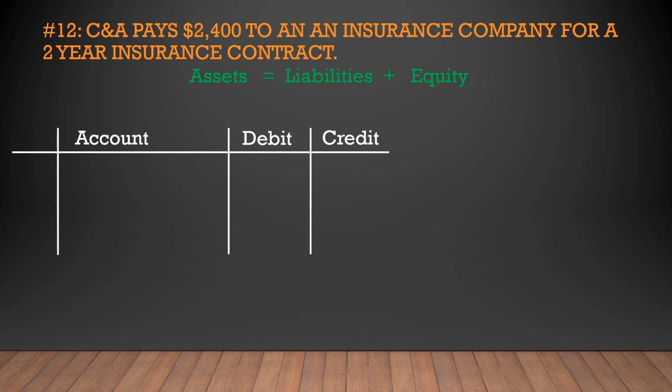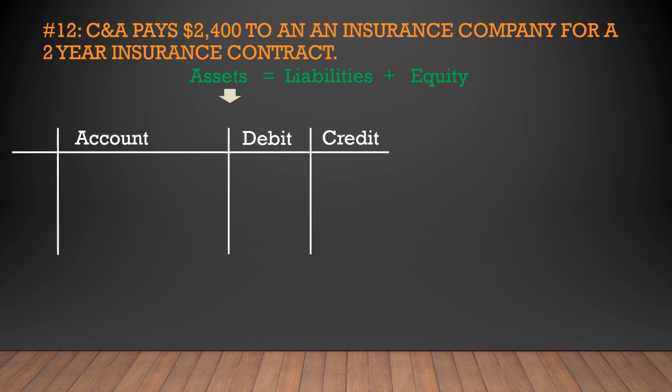Number 12. CNA pays $2,400 to an insurance company for a 2-year insurance contract. The cash dispersed will be a decrease in assets. You may be thinking this decrease in assets will be accompanied by a decrease in equity via an expense. Not just yet. Remember that we have an expense whenever we consume a service from another party, but we haven't actually done that as of this payment.